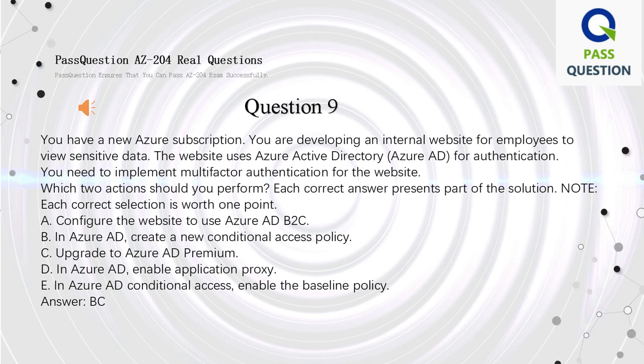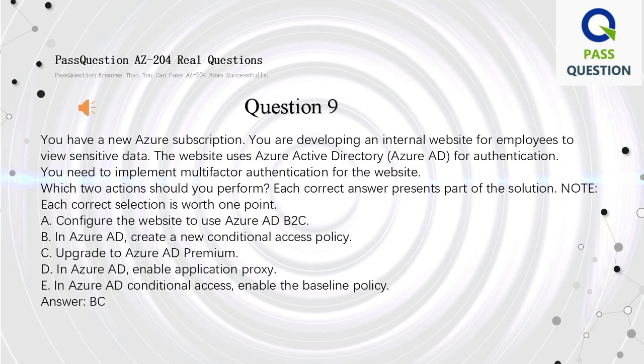Question 9. You have a new Azure subscription. You are developing an internal website for employees to view sensitive data. The website uses Azure Active Directory (Azure AD) for authentication. You need to implement multi-factor authentication for the website. Which two actions should you perform? Each correct answer presents part of the solution. Note, each correct selection is worth 1 point.